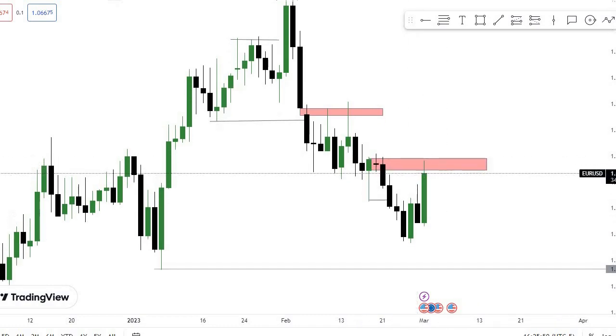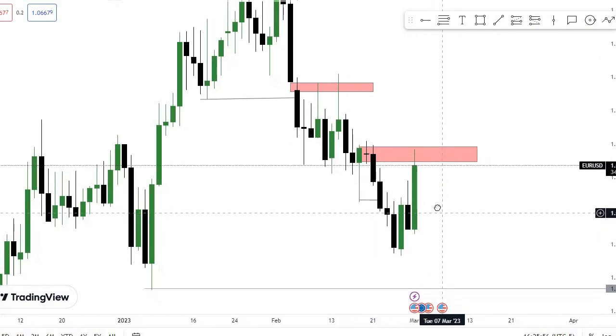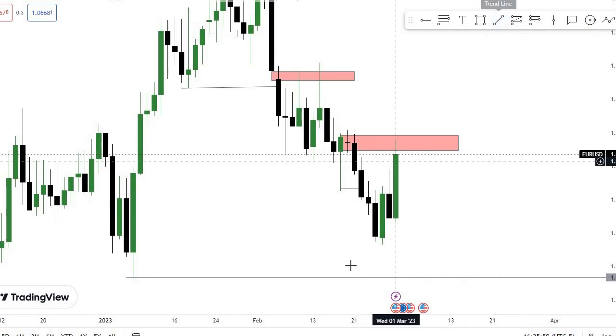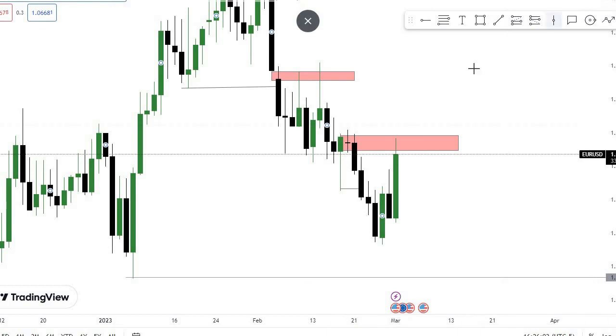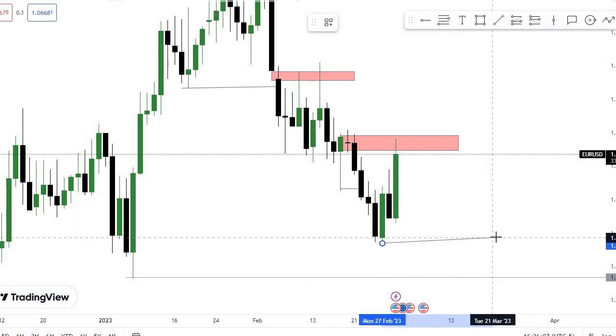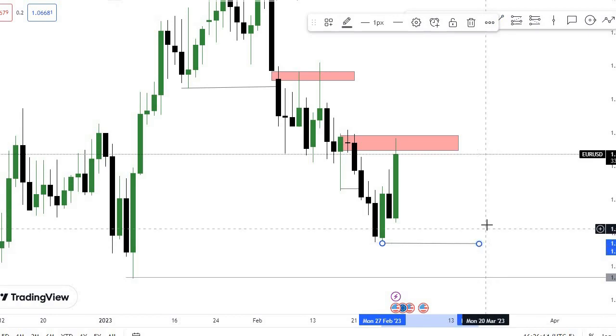So if I see a valid entry within this price point, I'll be going short to target this swing low. These are called the barriers. For those who ask me, this is just a simple thing you need to do. This is just a swing low.